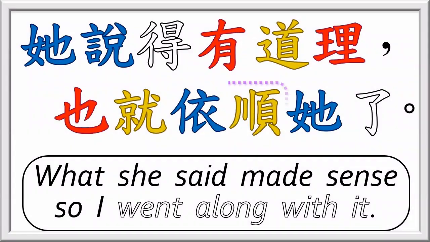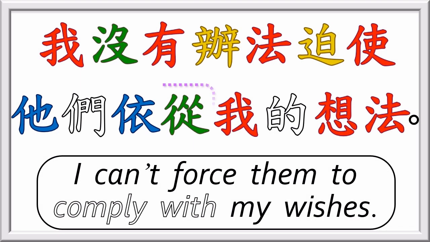依顺 and 依从 both mean to go obediently along with someone's wishes or plans. 他说的有道理，也就依顺了他。What she said made sense, so I went along with it. 我没有办法迫使他们依从我的想法。I can't force them to comply with my wishes.